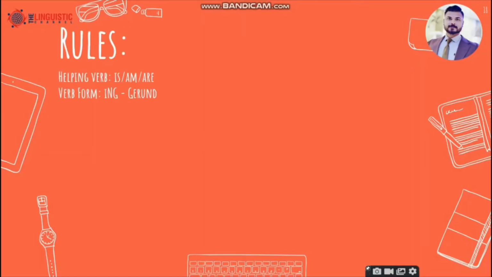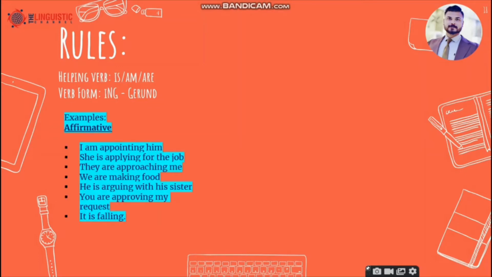Rules, which is what are the helping verbs? There is, am, are, verb form, ing. You call it gerund as well. Okay, so let's take an example. I'm appointing him, right? I'm appointing him.